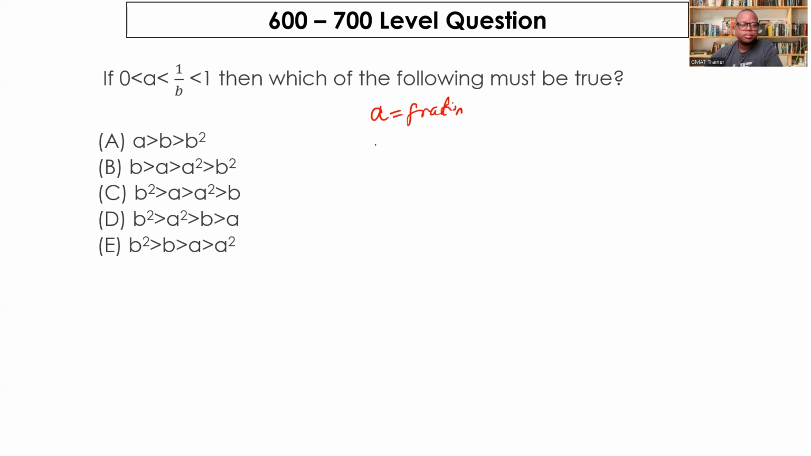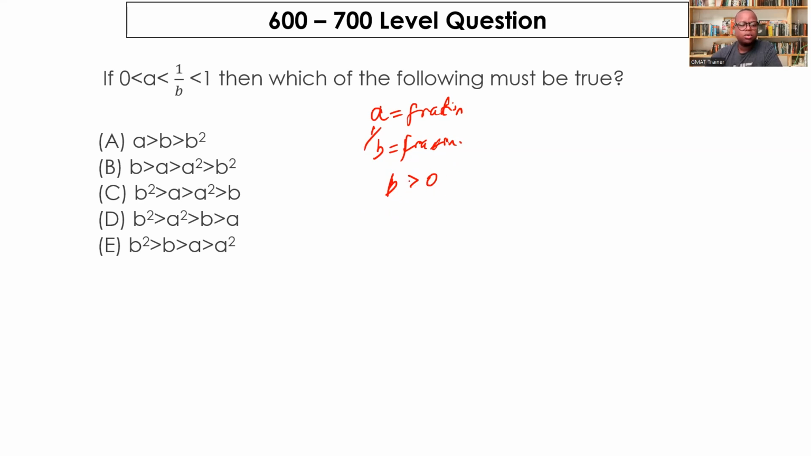That's one thing that you know. And 1 over b being a fraction means that b must be positive, greater than 0. B could be an integer, or actually it could be a fraction or whatever it is, but b could actually be greater than 1. In this case, greater than 0, most likely greater than 1.